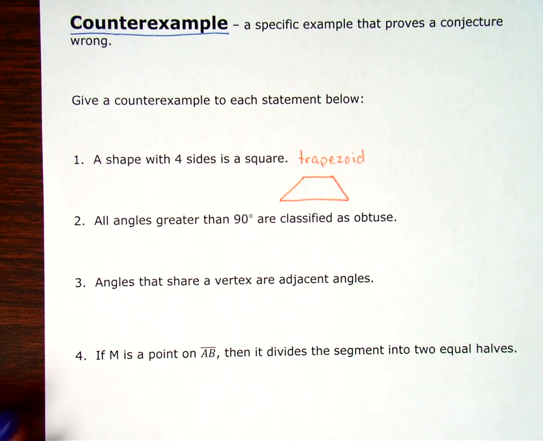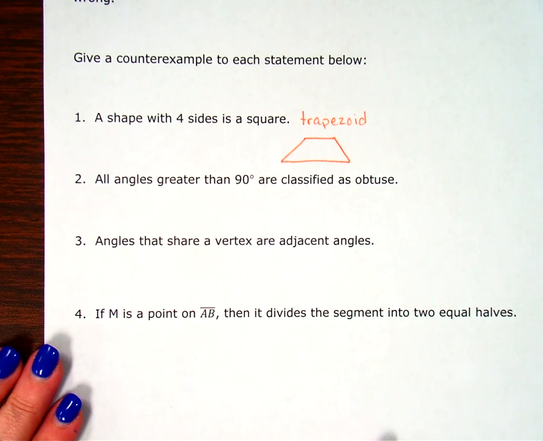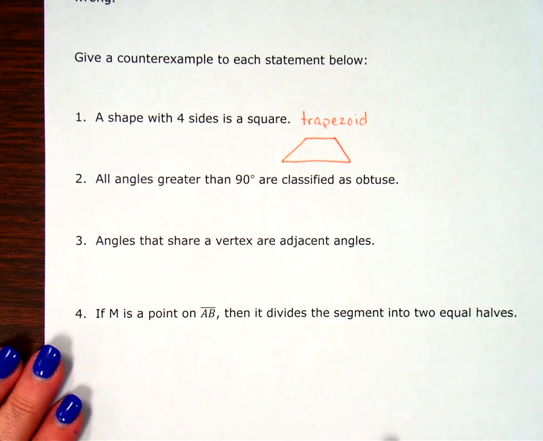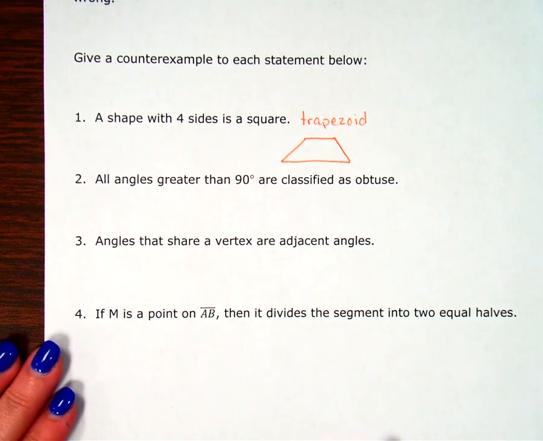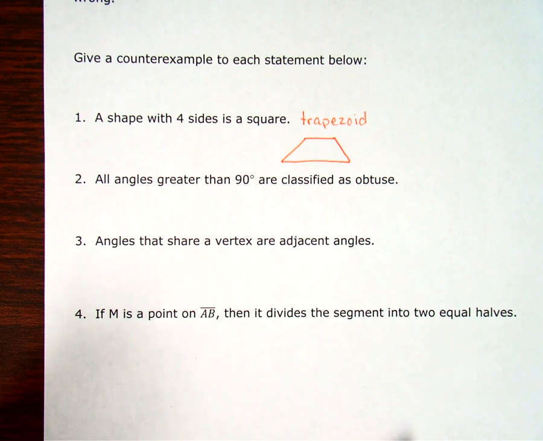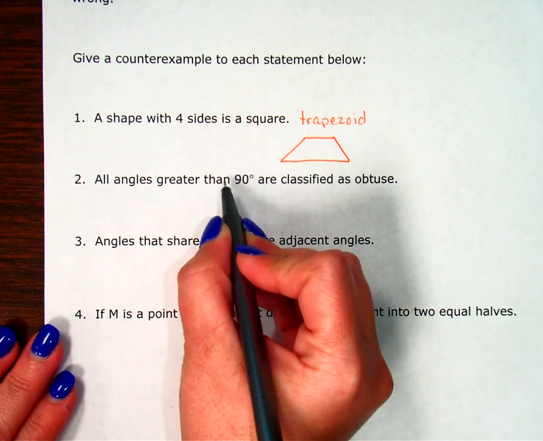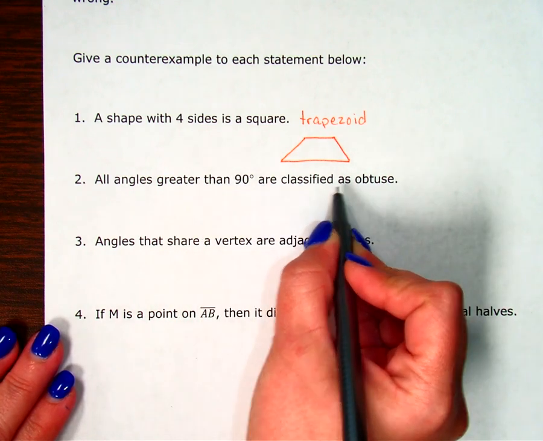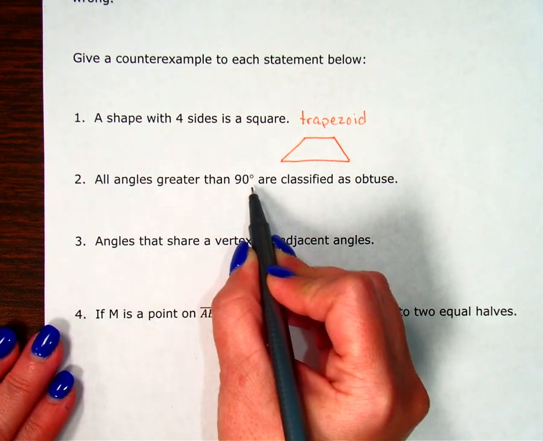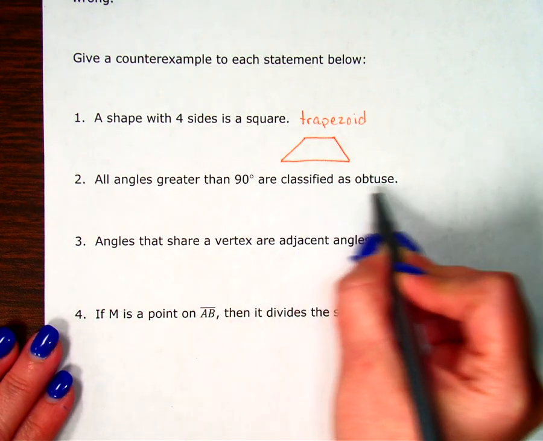Number 2 says all angles greater than 90 degrees are classified as obtuse, okay? So I need a specific example that is not. I can't really just say a reflex angle, because it's nicer if you can give a specific example. The easiest one I can think of is something that is greater than 90 but is not obtuse, because you want the first half to be true and then disprove the second half of the sentence.